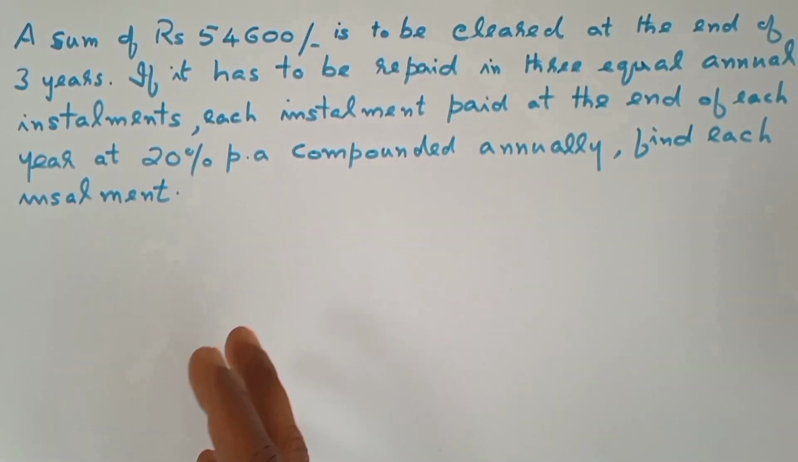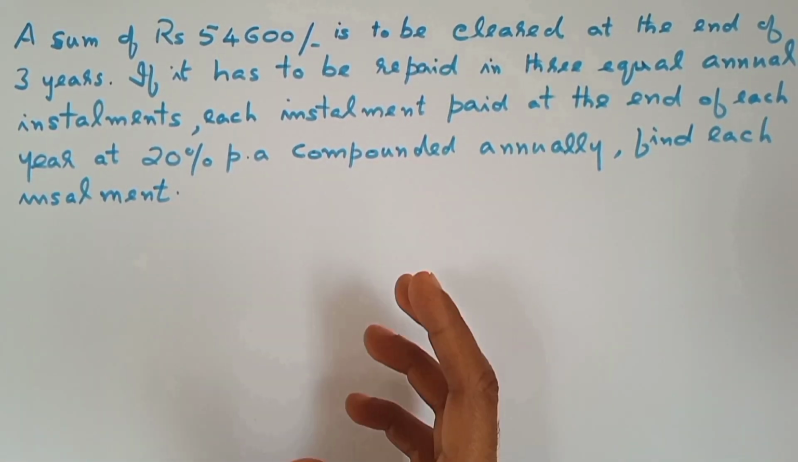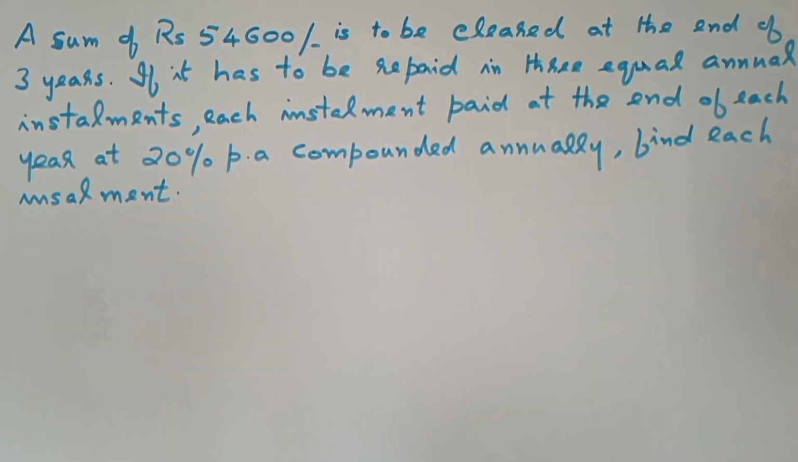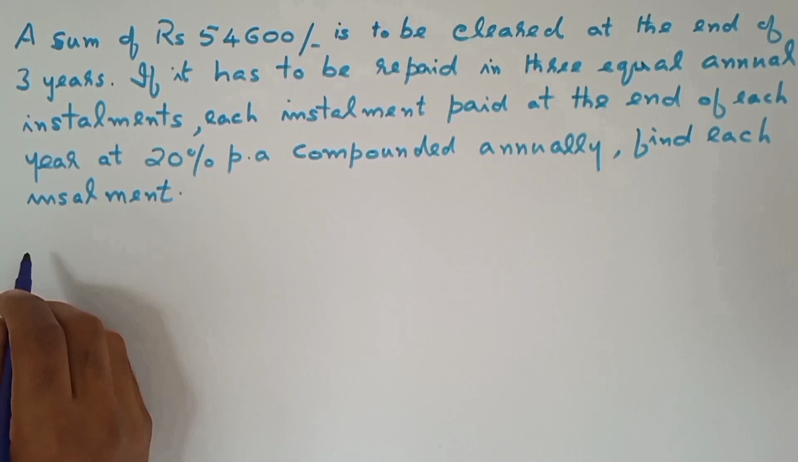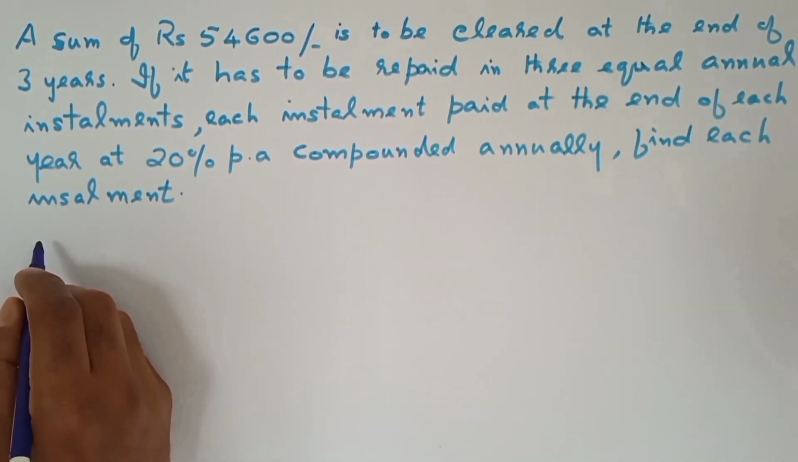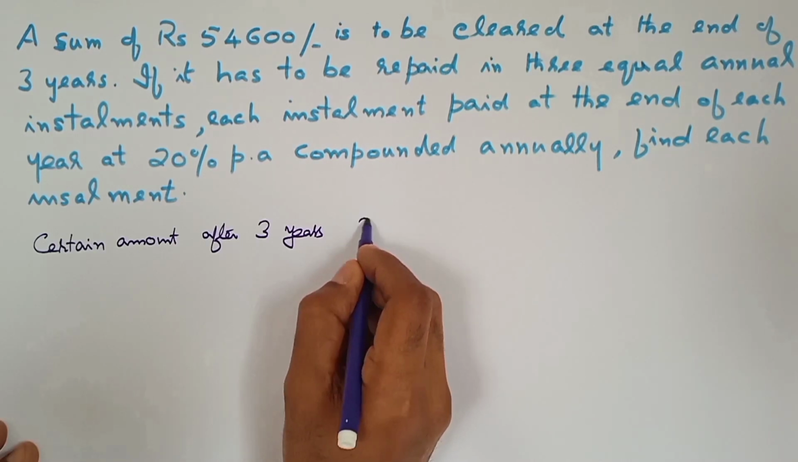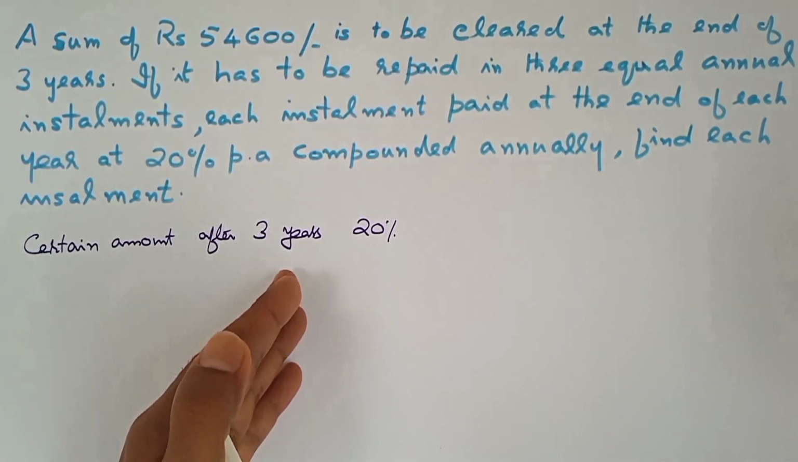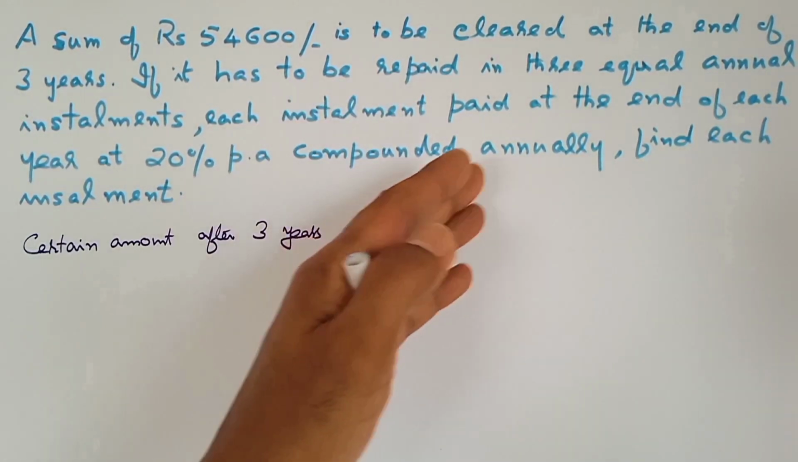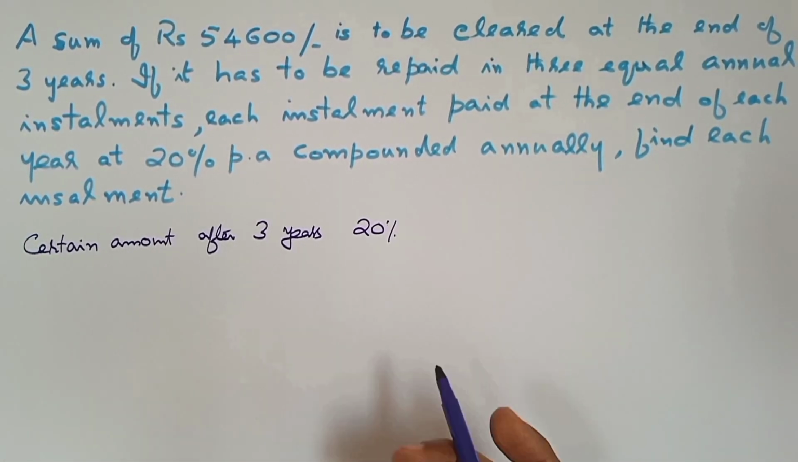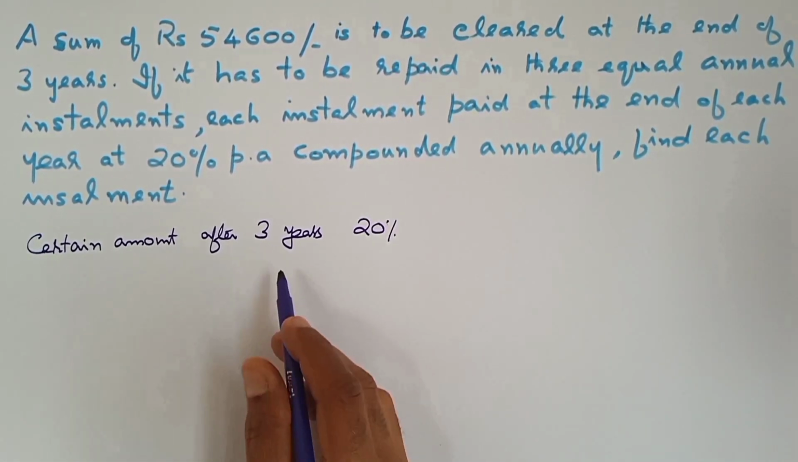This problem looks a bit confusing unless you're familiar with the concept, so I would like to discuss the concept before looking at the solution. Let's assume that you as a borrower have to repay a certain amount after 3 years, say at 20% per annum compounded annually. I'm choosing 3 years and 20% because these are the figures given in the problem. So you as borrower are under obligation to make the repayment only after 3 years.